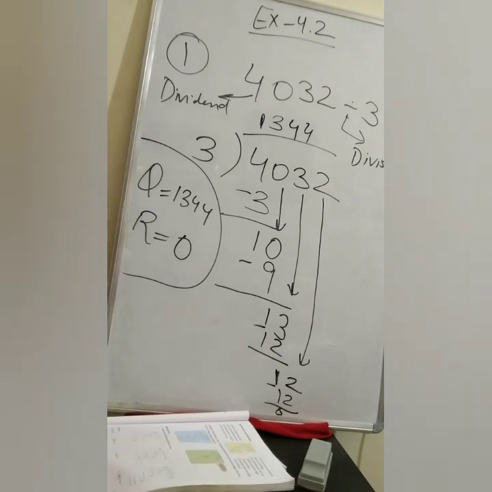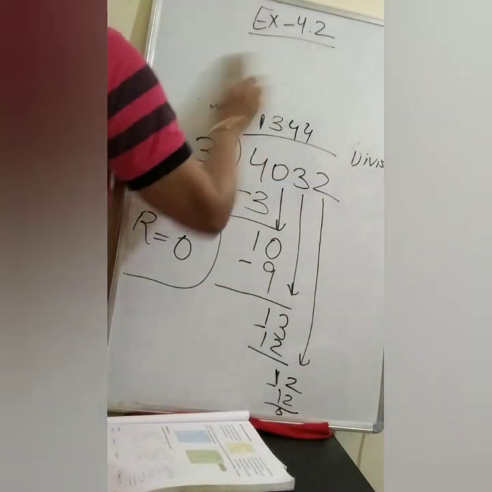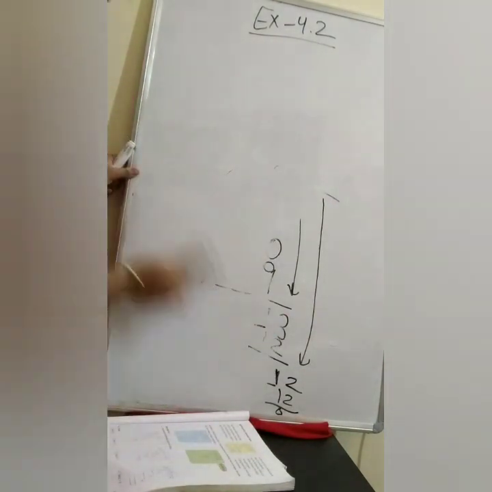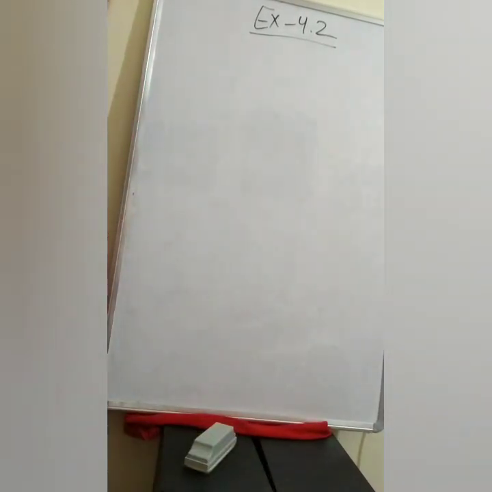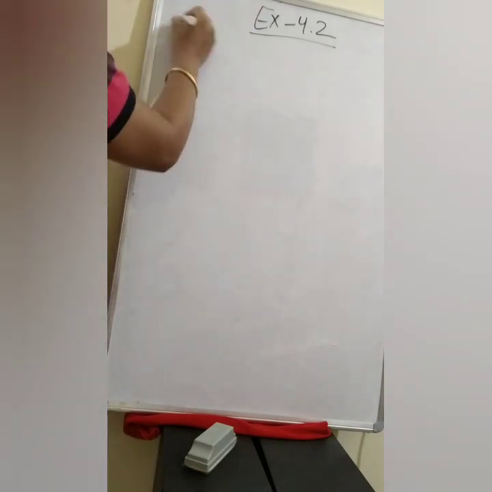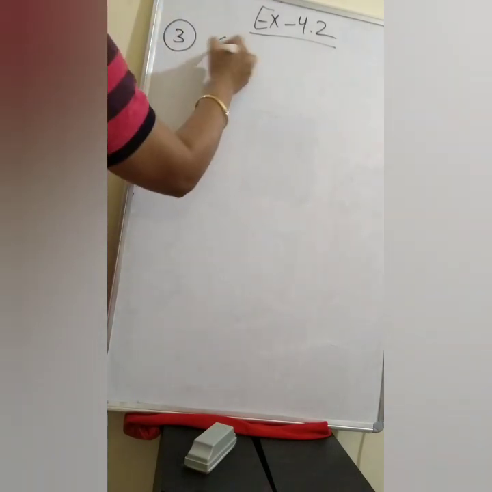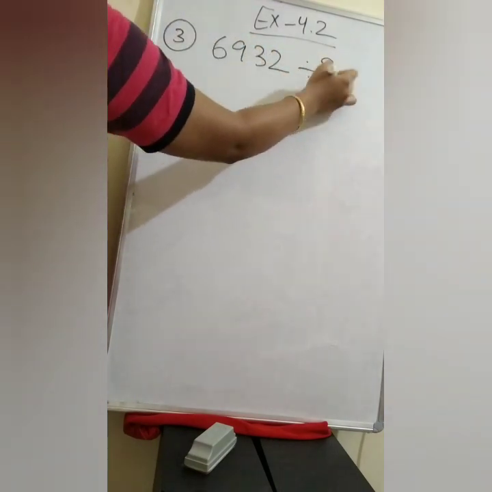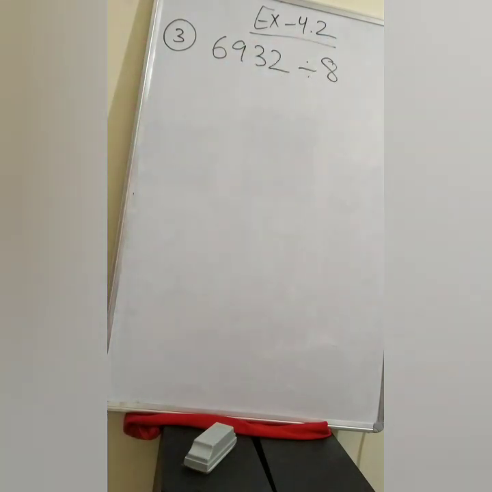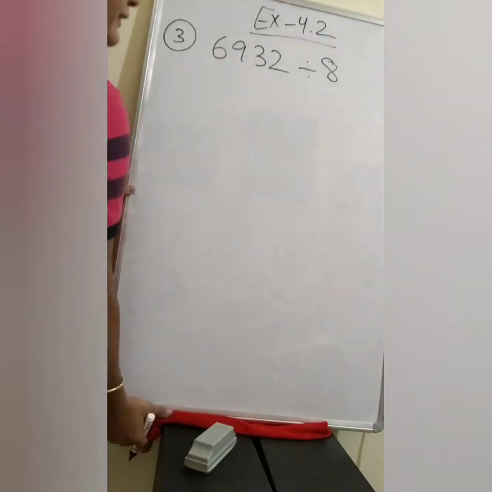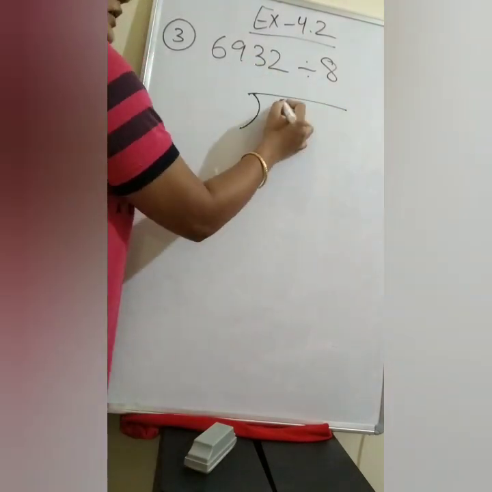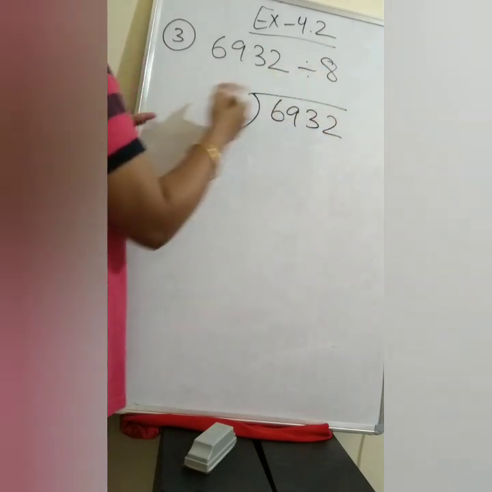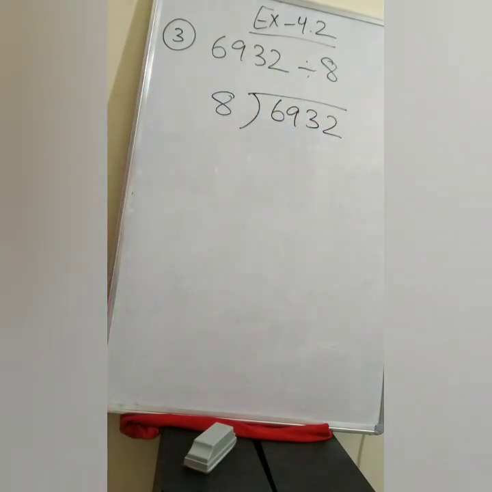I'll explain one more question. Let's see the third one, that is 6932 divided by 8. Now what you are going to do is write it. This will come here because this is the dividend. This is the divisor. It will go here.